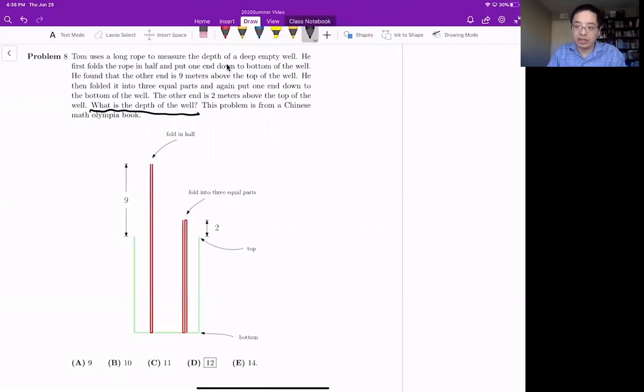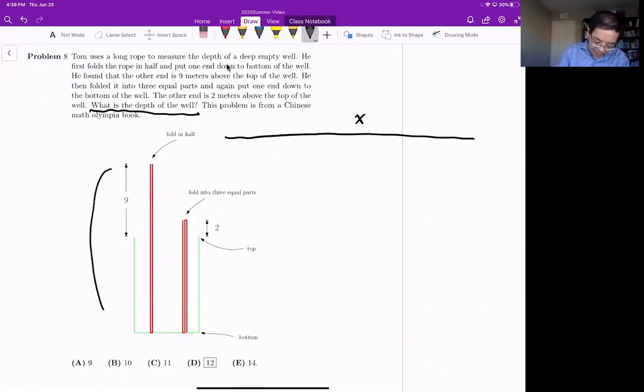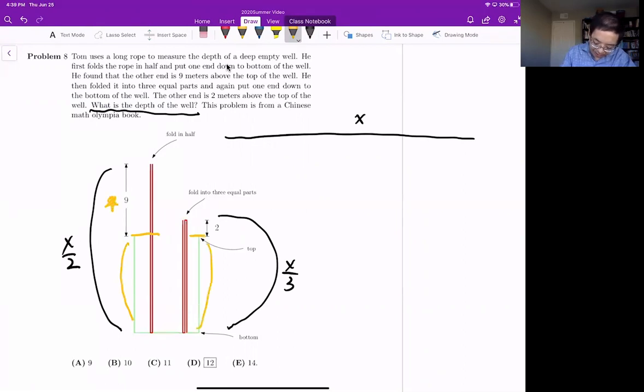So what we can do is first find out the length of the rope. Let's say this is the rope, and I say the rope length is x. First it's folded into half, so this is x over 2. And then folded into three parts, so this is x over 3. Now obviously, we see x over 2. So this is the well. Clearly, we have this 9, plus this extra 2.